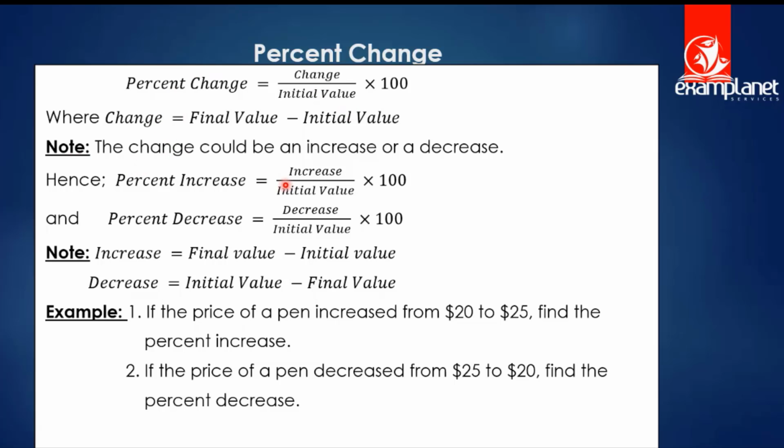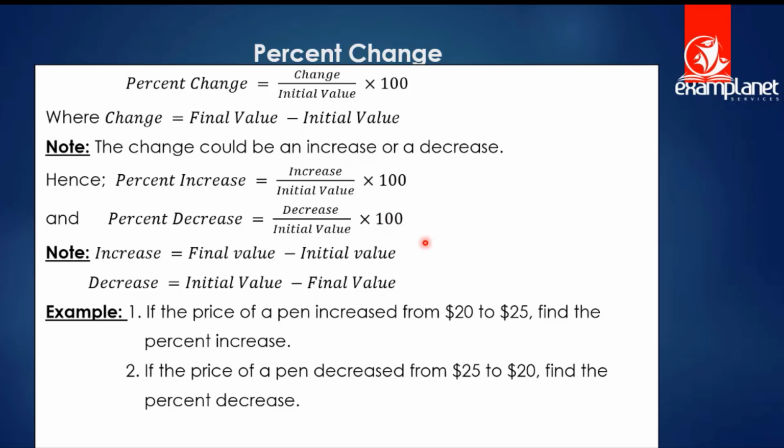Okay, so our change could be an increase or a decrease. If it's an increase, then we have what we call percent increase. Percent increase will be the increase divided by the initial value times 100, while percent decrease will be the decrease divided by the initial value or the original value times 100.